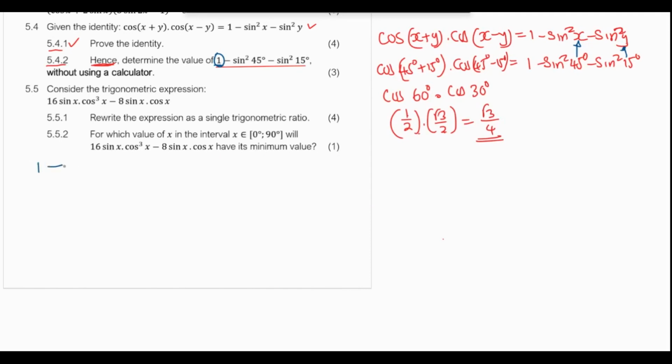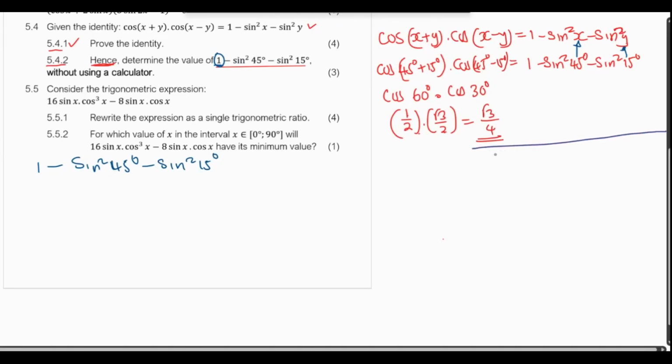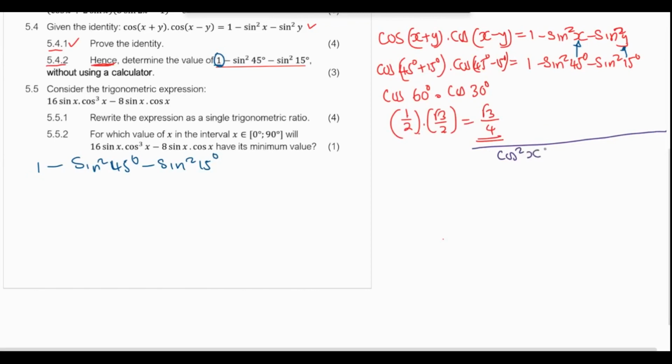Right, we have 1 minus sine squared 45 degrees minus sine squared 15 degrees. Let me use this space for the other calculations. Right, remember from cos squared x plus sine squared x is equal to 1, we say that sine squared x is equal to 1 minus cos squared x. Or we can say that cos squared x is equal to 1 minus sine squared x, meaning that this can be replaced by cos squared x.